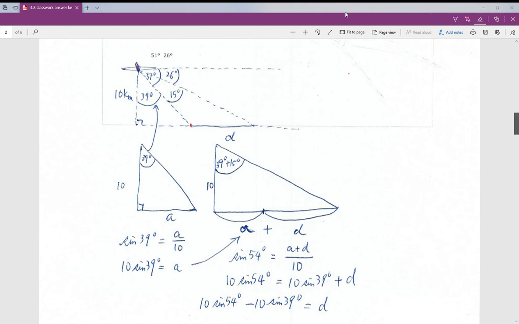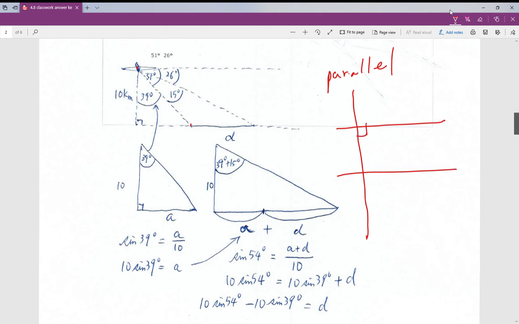Now, in geometry, if you have two parallel lines, how do you know these two lines are parallel? If you have two lines and you make a third line across these two lines, line 1 and line 2, and form 90 degrees, then we say line 1 is parallel to line 2.